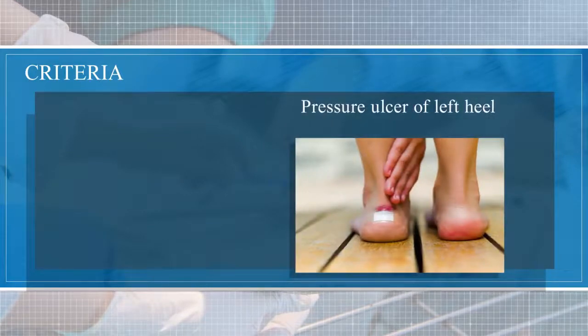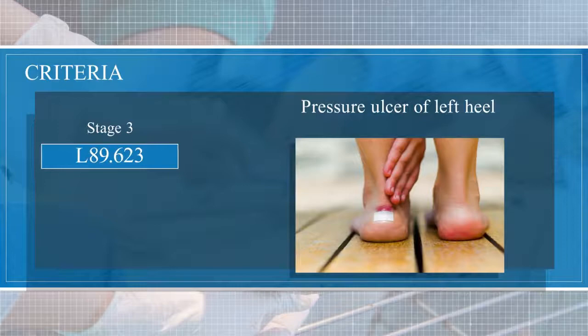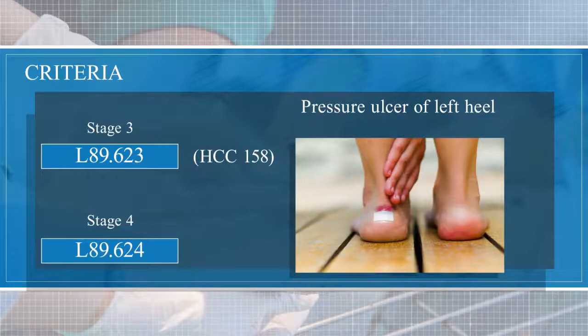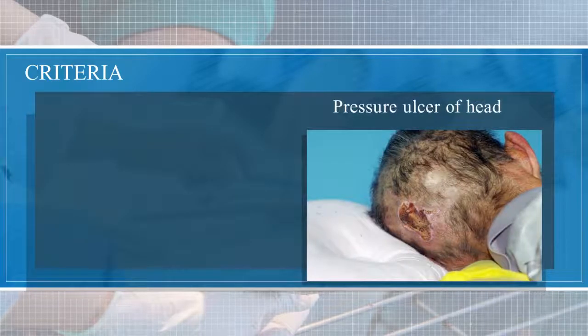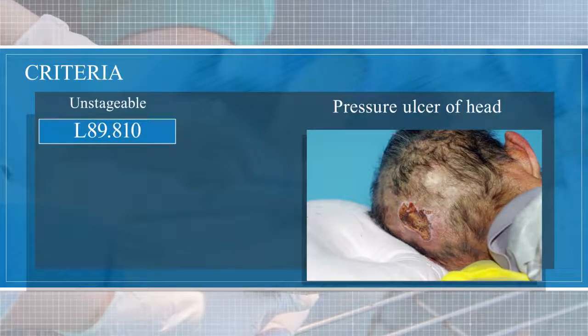For pressure ulcer of left heel, when it is in stage 3, the code is L89.623, the HCC category being 158. For left heel, in stage 4, the code is L89.624, HCC 157. When the pressure ulcer occurs in the head and is unstageable, the code is L89.810, HCC 158.